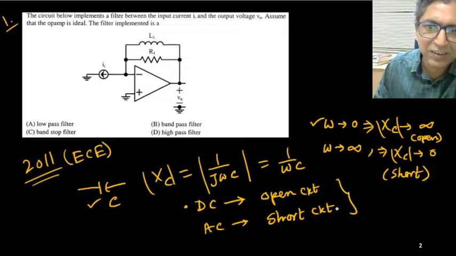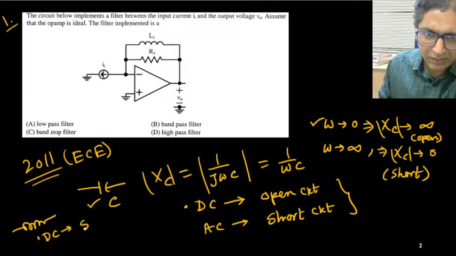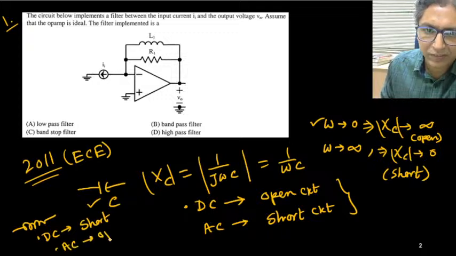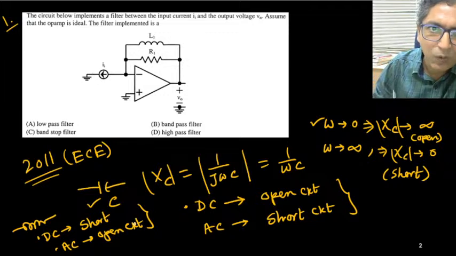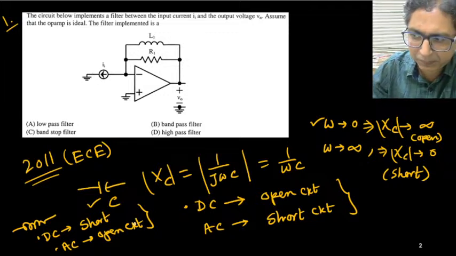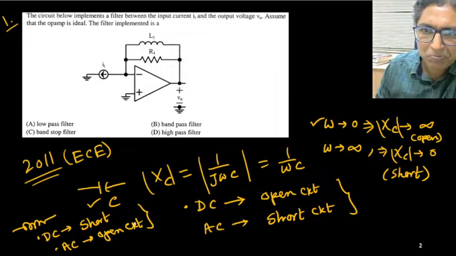For inductor, it is just opposite. For DC, it is a short circuit. And for AC, it is open circuit. So be careful about these two things. Very simple concept. Now can you tell me what kind of filter it is? Anyone can respond, please? What type of filter it is?